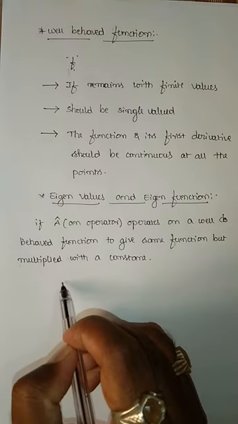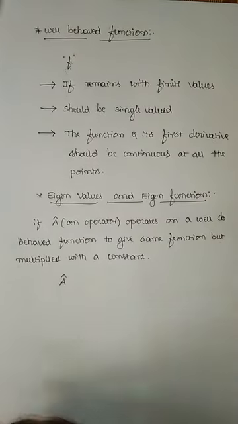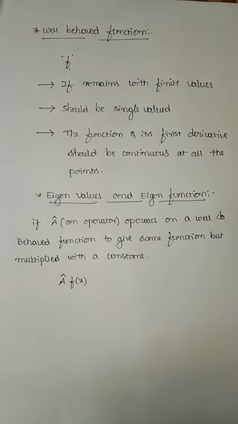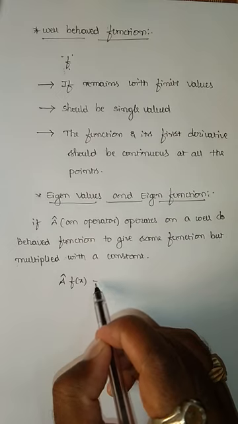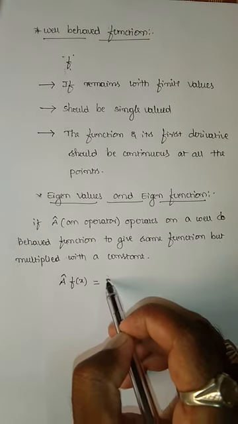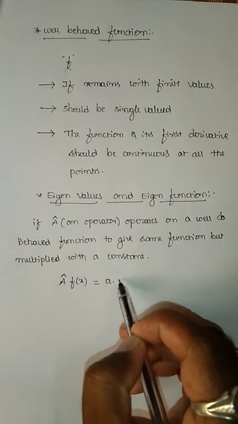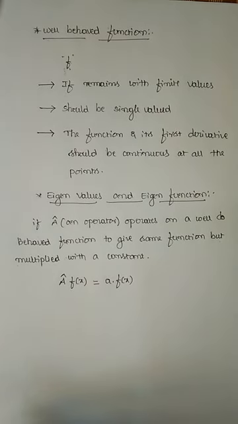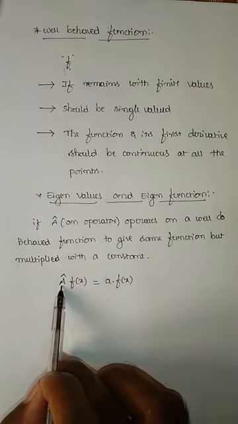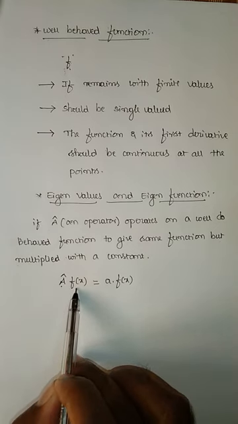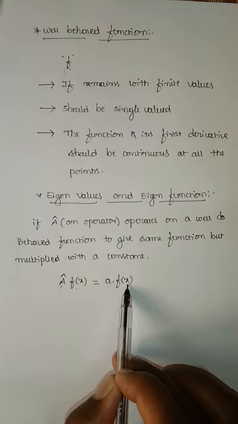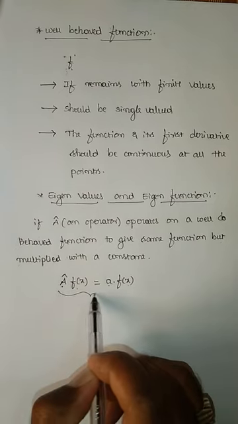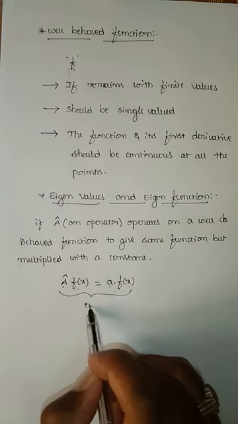So let me write it in this way. Here the operator A cap is operating on a function f of x so as to give a constant a and the same function once again, f of x. So I repeat, A cap, an operator acting on a function so as to give the same function but multiplied with a constant. Then that complete equation is called an eigenvalue equation.